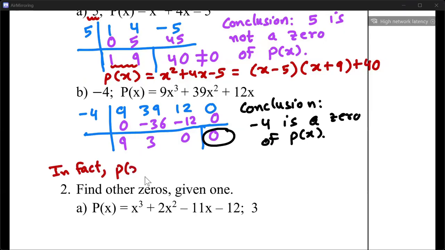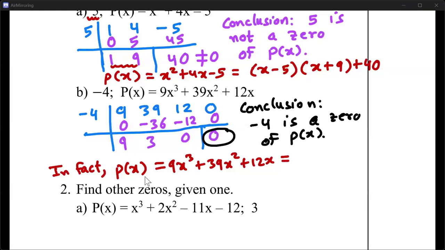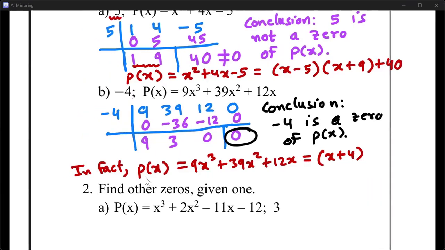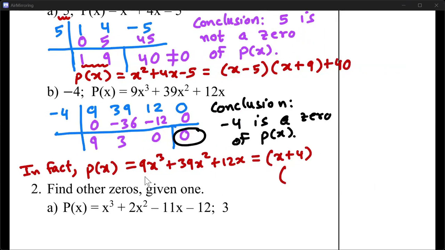Okay, p of x, which is that cubic polynomial, 9x cubed plus 39x squared plus 12x, is equal to x plus 4, the divisor, times, I'm writing below that, the quotient, which will be 9x squared, that is important, plus 3x plus 0.